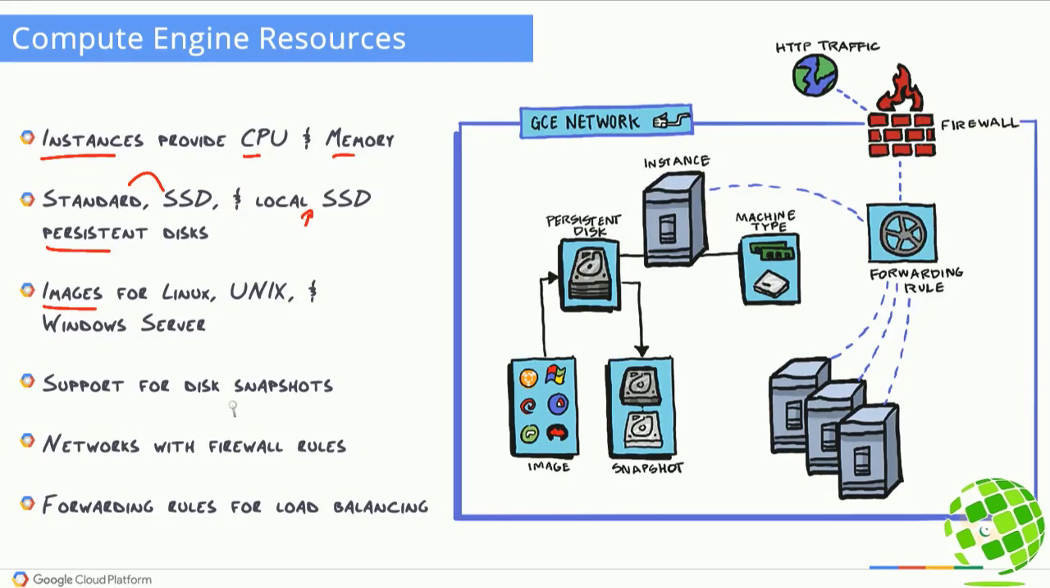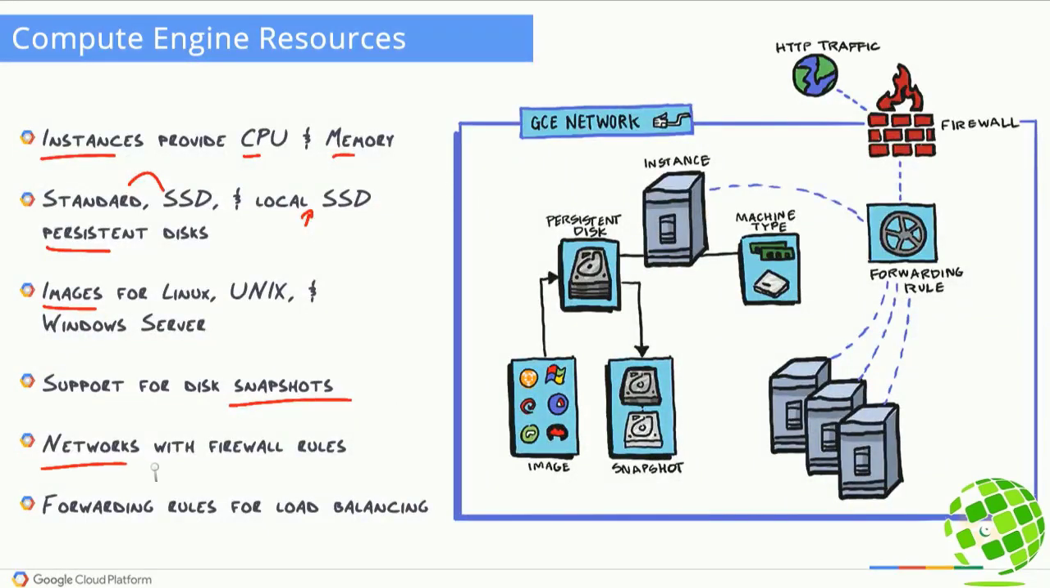As I mentioned earlier, we can snapshot our non-root persistent disks, our data disks. This is useful. It allows us to take a snapshot and then create new disks from that snapshot. So useful for backing up data, recreating a persistent disk that might have been lost, or even just copying data and migrating it across regions.